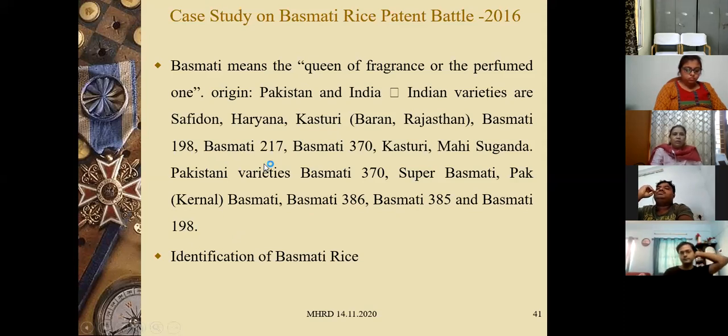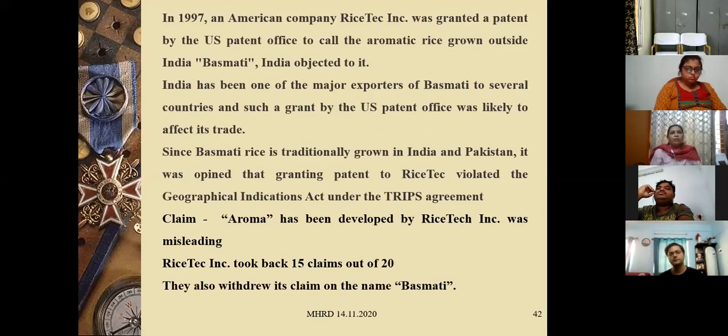So what is so interesting about this Basmati rice? We are all familiar with it. But what happened was, in 1997, an American company called Rice Tech Inc. was granted a patent by the US Patent Office to call the aromatic rice grown outside India as Basmati. And India objected to it. Obviously, we can't be sleeping, because the origin of this variety of rice is India and Pakistan. It is not at all a US product or US vegetation.